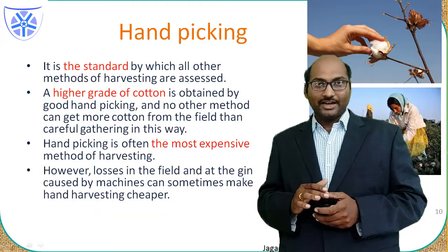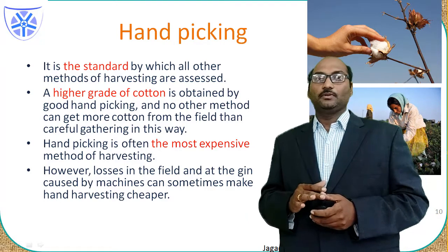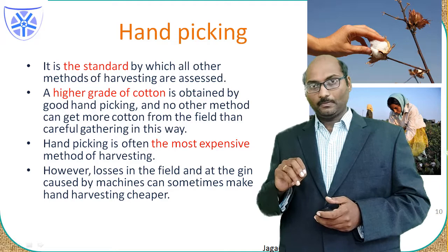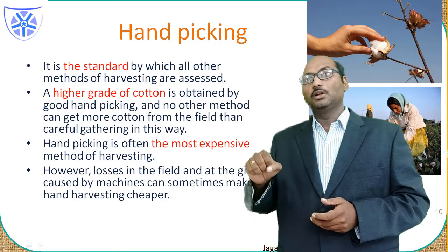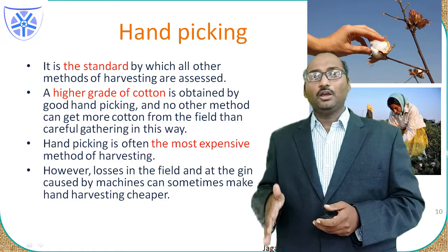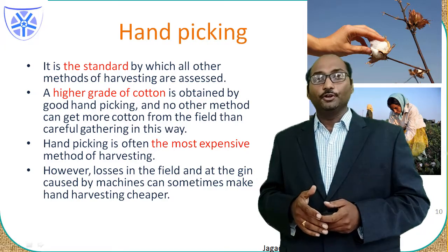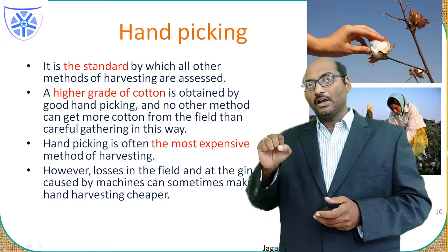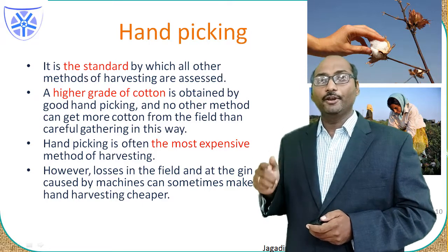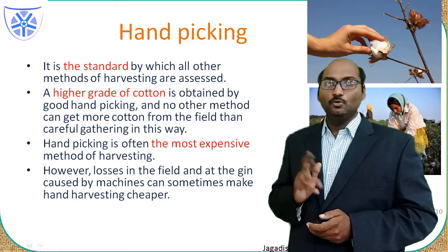So hand picking is the standard by which all other methods of harvesting are assessed. If you assess all the four types, hand picking is the best. A higher grade of cotton is obtained by good hand picking. Okay, so subjective assessment is required from operator to operator. The pickers need to understand which is good quality and which is bad quality, which is properly ripened and which is not. Otherwise, apart from moisture content, the maturity coefficient of the cotton is going to change. What happens if you pick the unripened cotton? Obviously, the maturity coefficient will be much lesser and it leads to more knots and entanglement of knots.